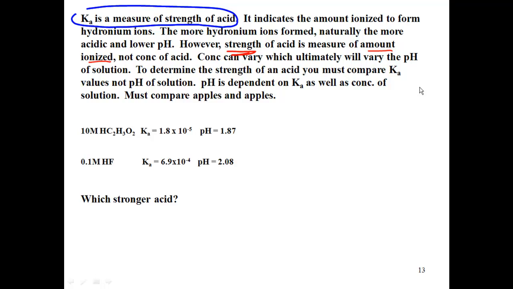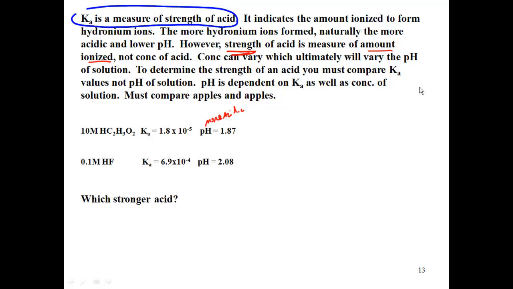Now we can go back to our relationships of polarity and size and make some decisions based on that to decide which one's a stronger acid, or we can use Ka to decide that as well. Now notice that acetic acid has a lower pH. That just means that it's more acidic. It does not mean that acetic acid is a stronger acid.